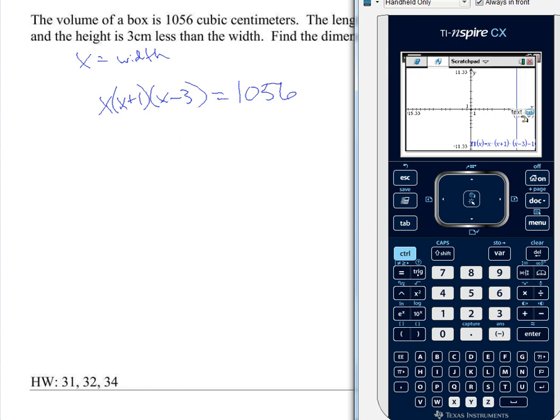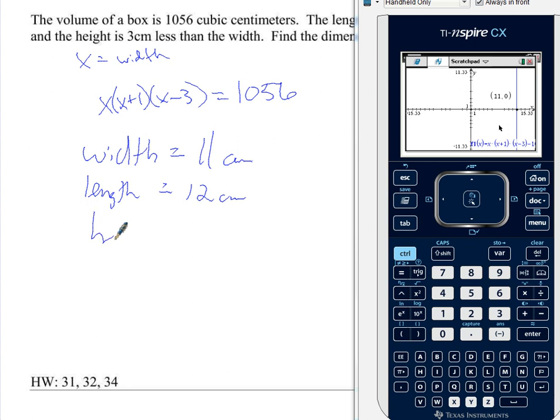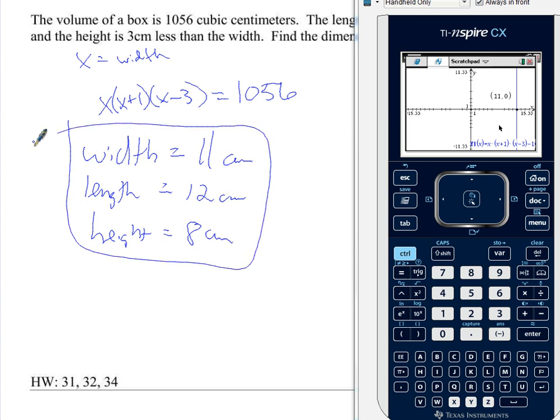When I find the 0, what dimension did I just find? I found the width. So now I know that the width equals 11 centimeters. And the length equals 12 centimeters. And the height equals 8 centimeters. So the point of the problem in this section was to use Descartes' rule of signs and the rational root theorem after you got to this equation right here. But if we're looking for roots, why not use the calculator and have it find it?